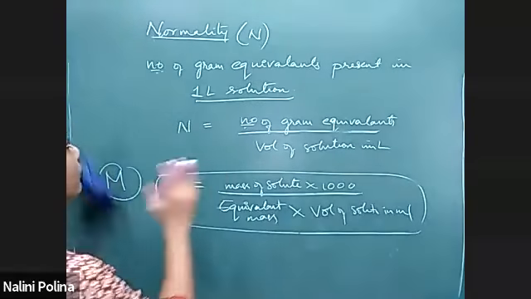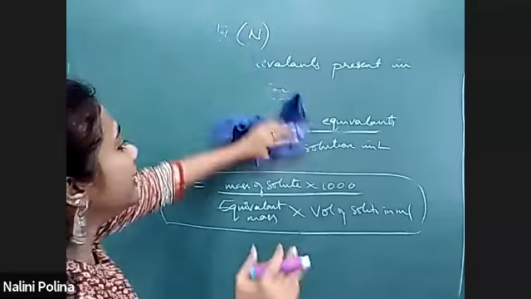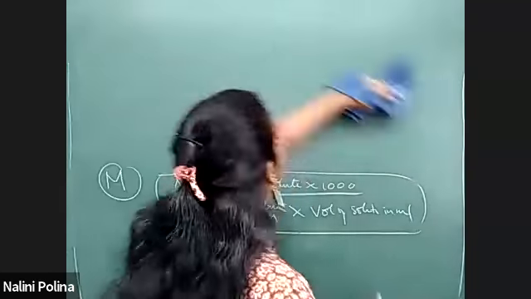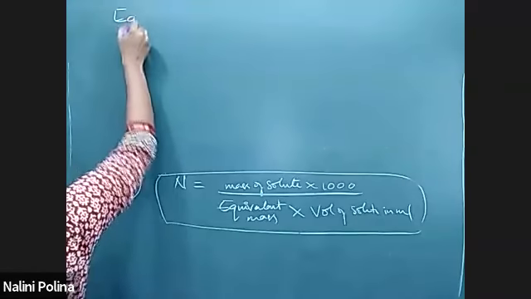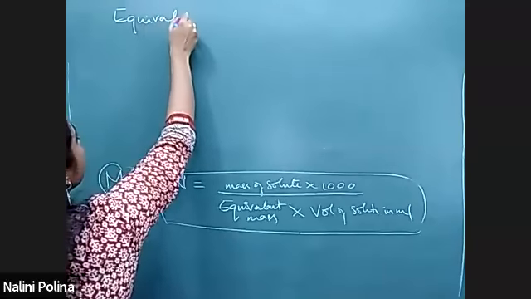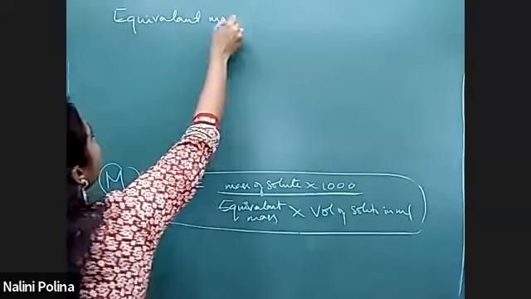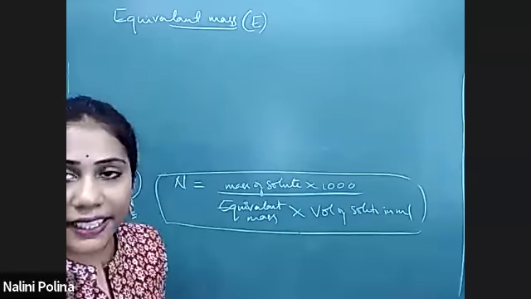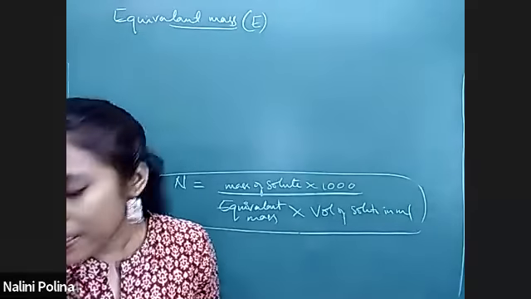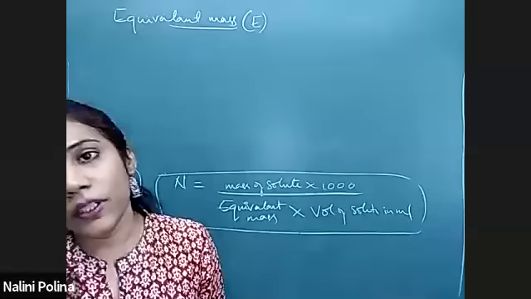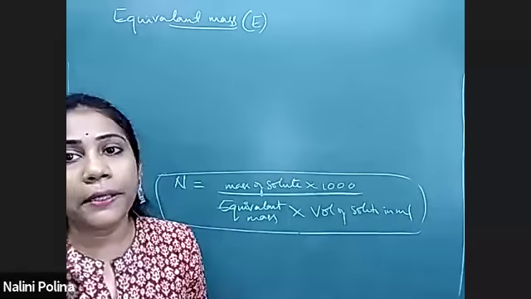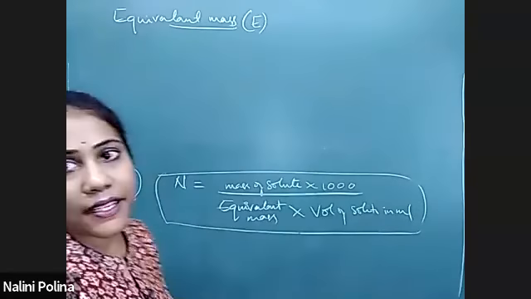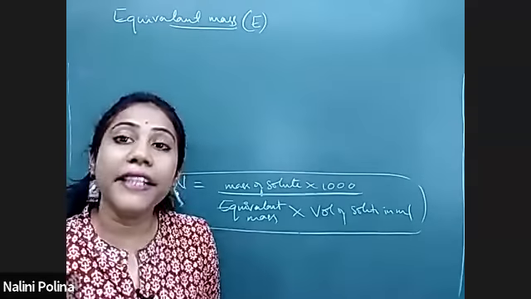So now take a heading: finding equivalent mass. Equivalent mass, we can represent it as E, and it is very different from molecular mass. We all know how to find molecular mass, right? So equivalent mass is different in different substances. You have to find it differently in different substances.